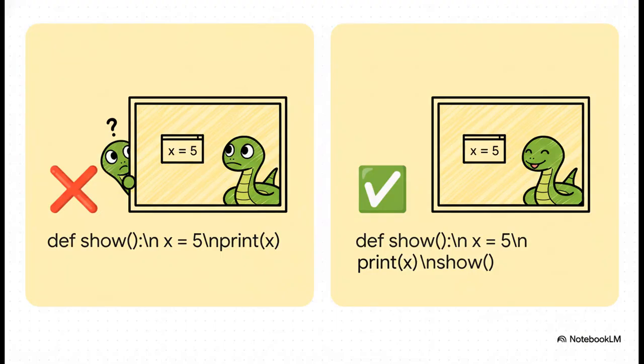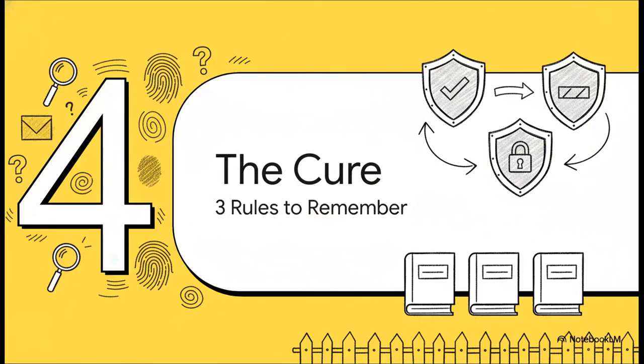So check this out. The variable x is born inside the show function. On the left, when we try to print x from outside that function, Python just can't see it. It's like trying to see through the walls of the box. So it throws a NameError. The solution isn't to break the box open, but to work with it. As you see on the right, if we just move the print statement inside the function where x lives, everything works like a charm. So we've unmasked our three main culprits.